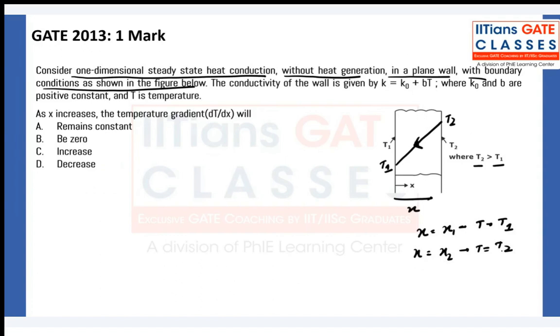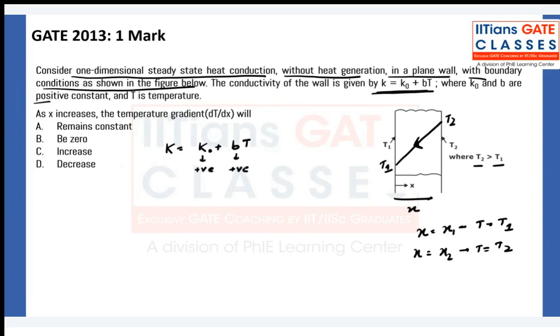Now tell me. Here it's saying the conductivity of the wall is given like this: K is equal to K naught plus beta T. It is given. K naught and beta are positive constants. So they are saying this is positive, and this is also positive.